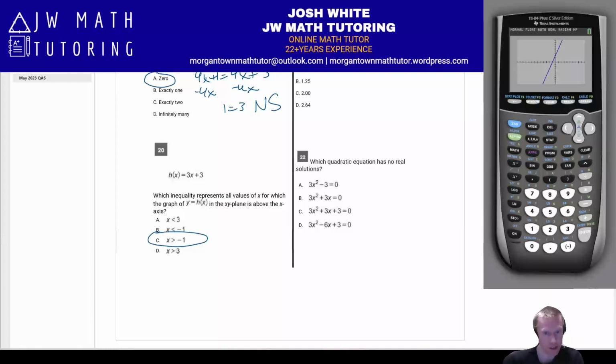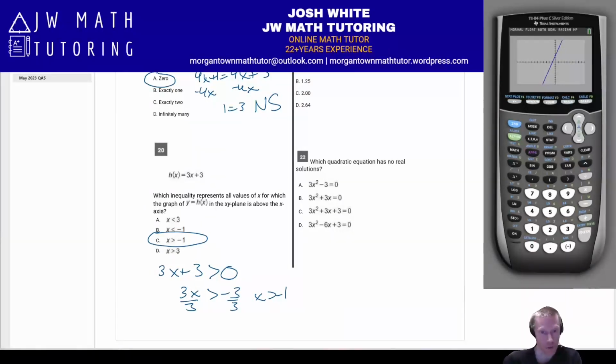Method 2, you can just set up a basic linear inequality. So it's like 3x plus 3. And again, this is where you have to realize that above the x-axis means you want the y value, which is what this left side is equal to, greater than 0. So if you just solve this out, divided by 3, x greater than negative 1. Okay, so that's method 2.